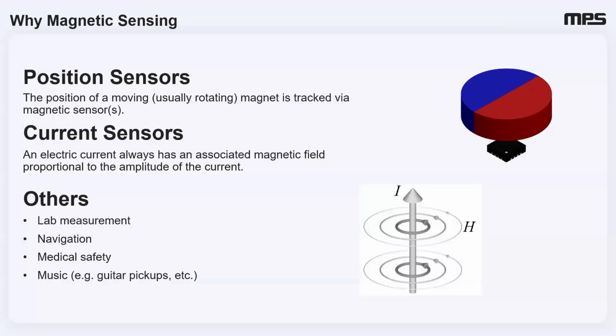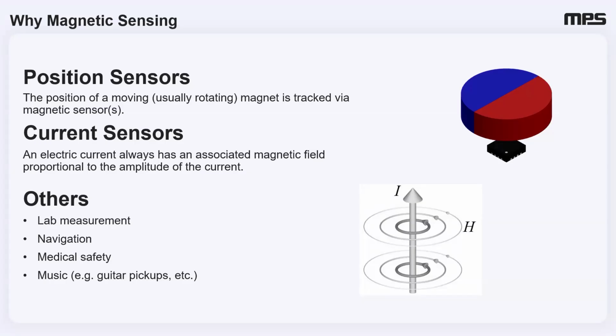I'm going to start with just a few slides that set the stage. At MPS, we're a little biased because we generally make position and current sensors. Those are two of the most prolific applications of magnetic sensing.